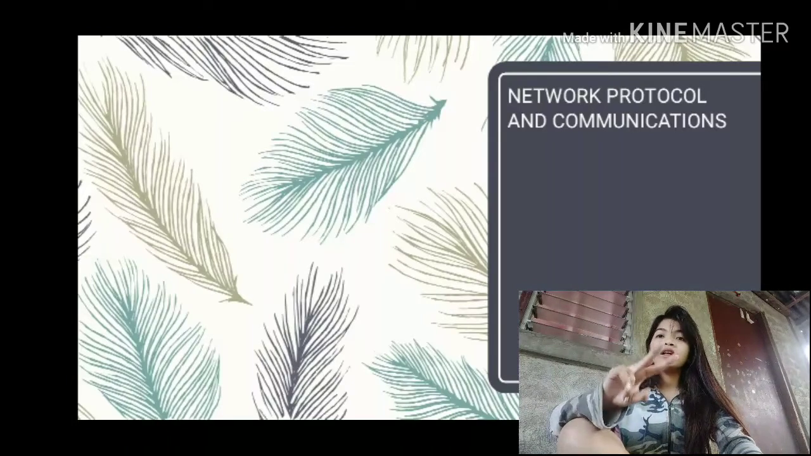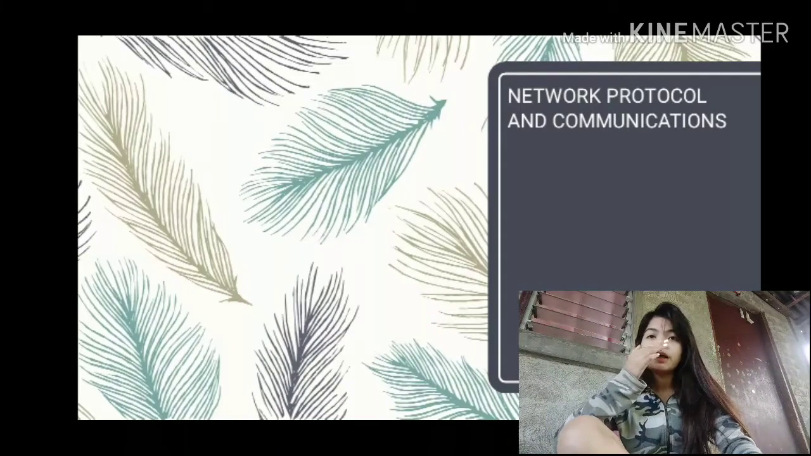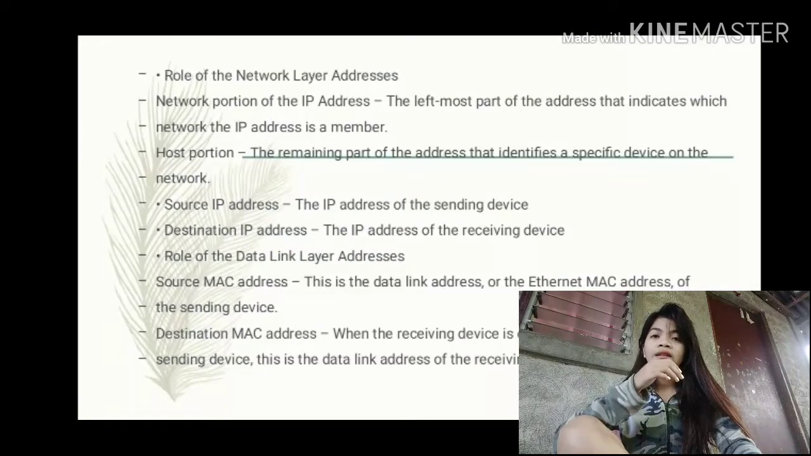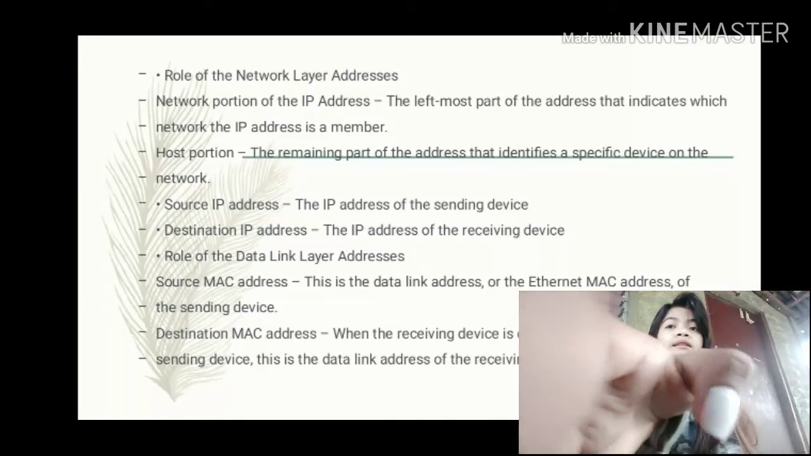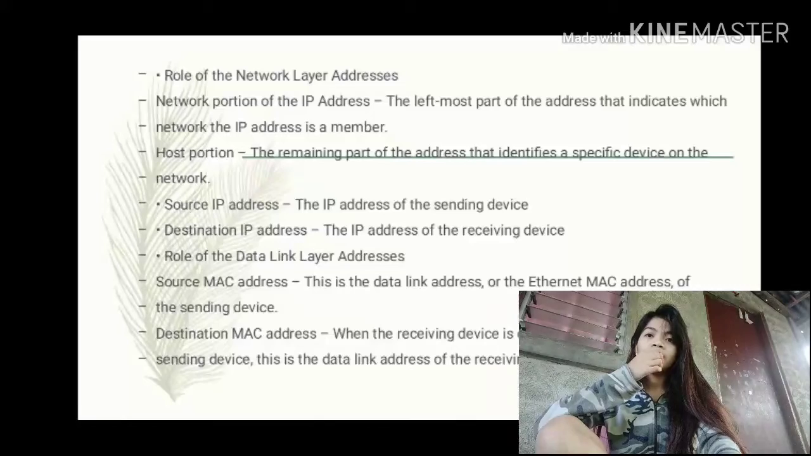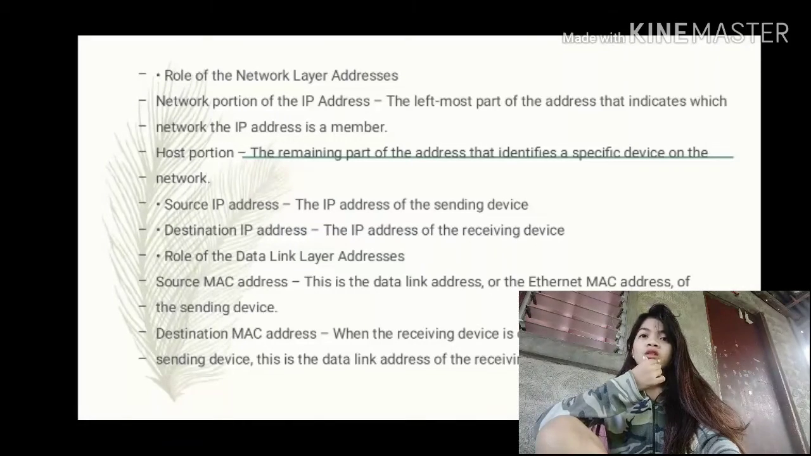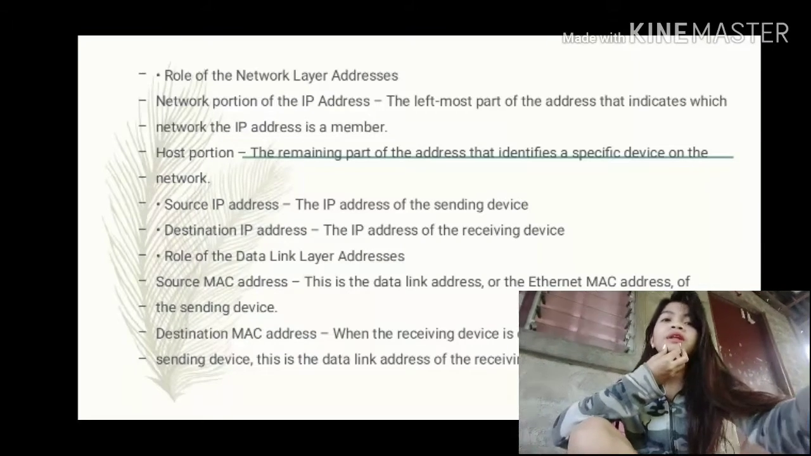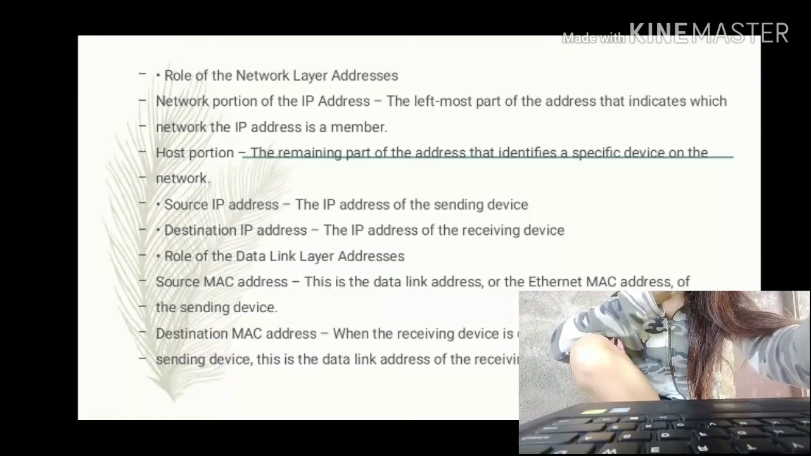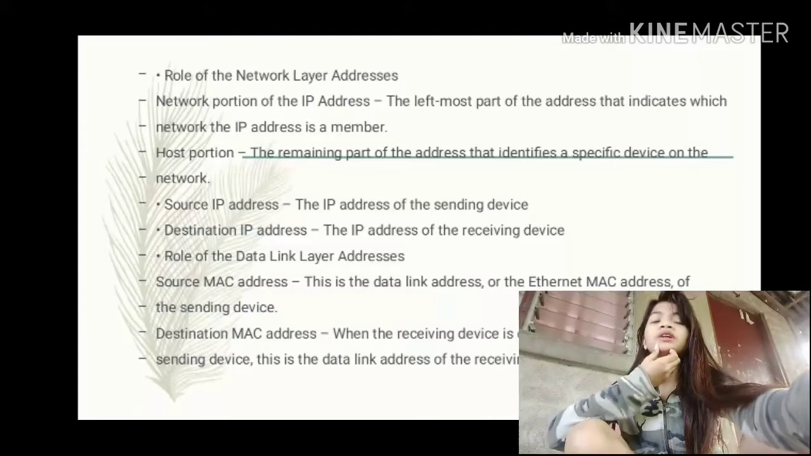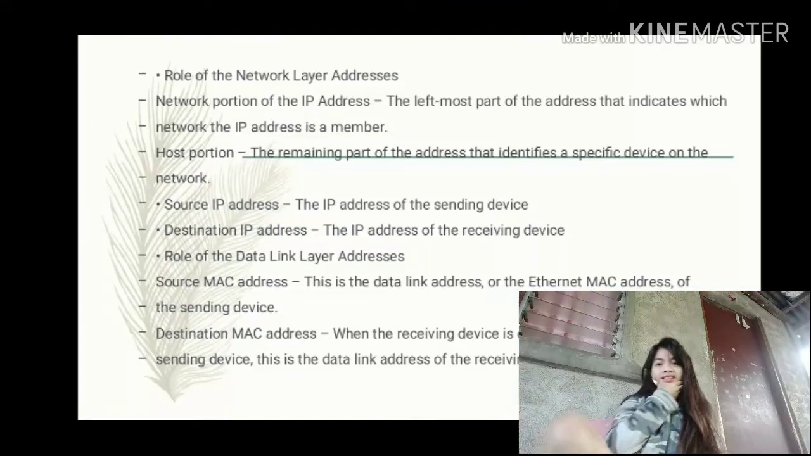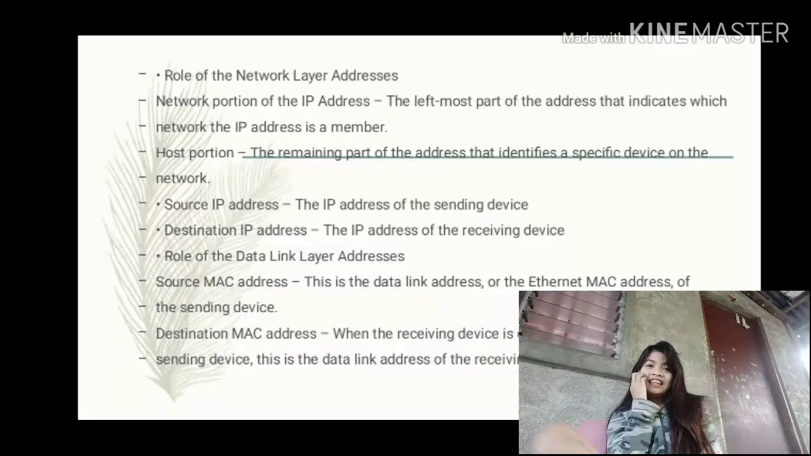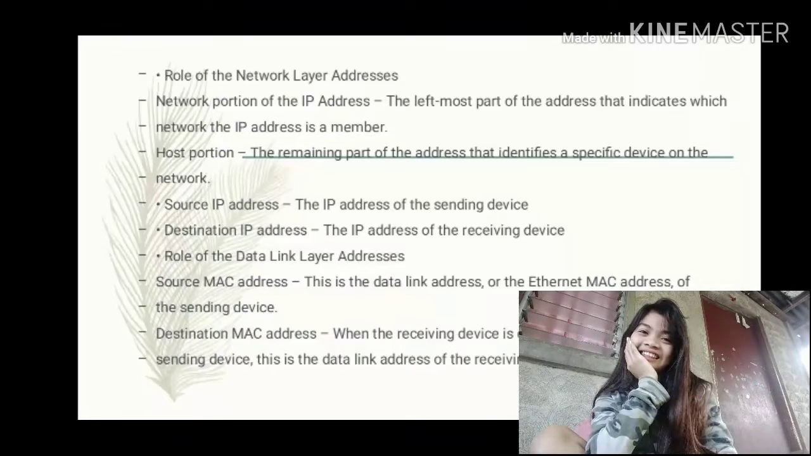The role of the data link layer is layer 2 addresses: source MAC and destination MAC addresses. This is the data link address or the Ethernet MAC address of the sending device. Destination MAC address, when the receiving device is on the same network as the sending device. This is the data link addresses.